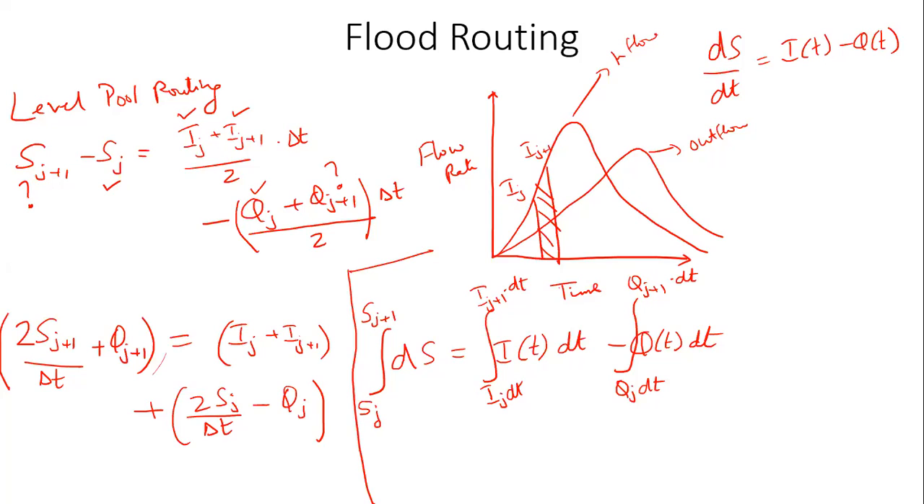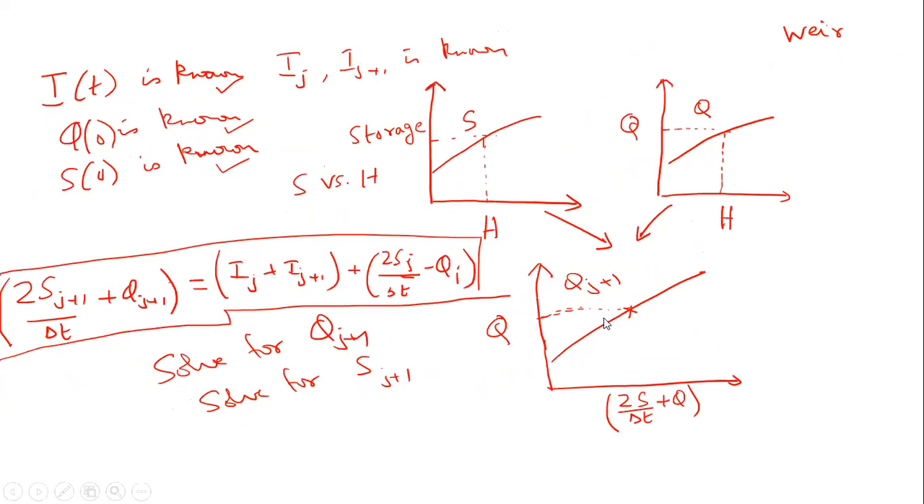Correct. So I obtained this value for 2s by delta t plus q at the j plus 1th time step. That is where this curve comes in, the next figure that I had shown. Since this curve gives you q as a function of this term 2s by delta t plus q, you can very easily find out what the q corresponding to this particular value of 2s by delta t plus q is.